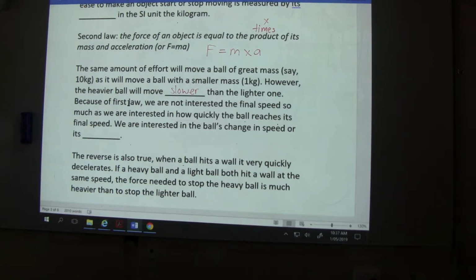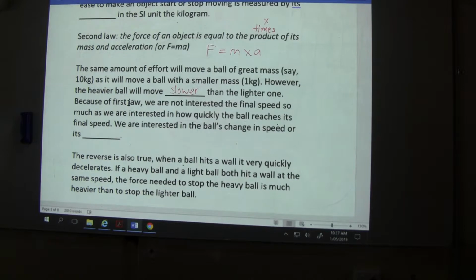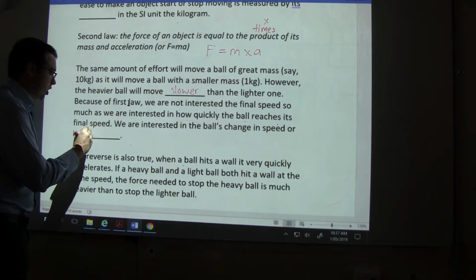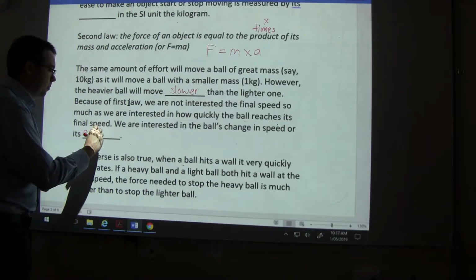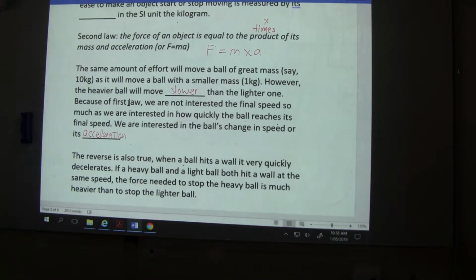Because of the first law, we're not interested in the final speed. We don't care about the final speed of the object. What we're interested in is how quickly it reaches its final speed. We're interested in the change in speed. When we measure the change in speed, what do we call that? Acceleration. Excellent. Technically, that's its rate of change of speed. Now, does acceleration have one C or two?